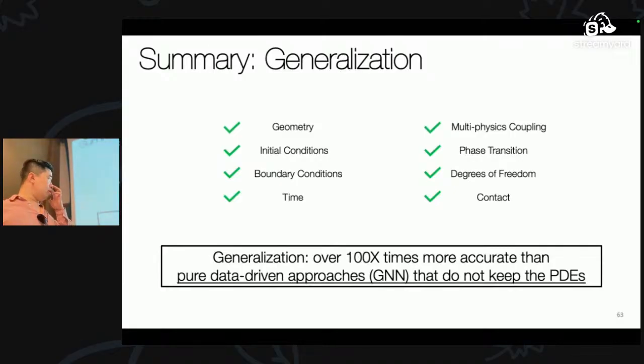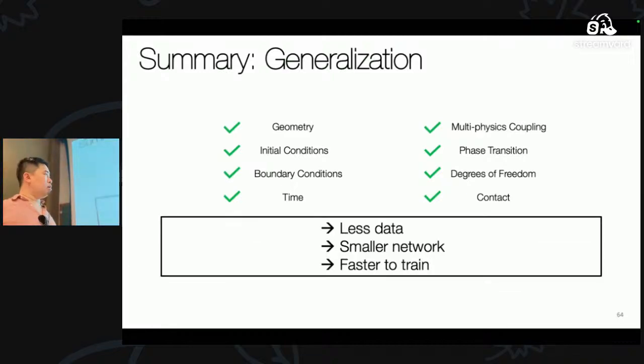In other words, in generalization it is over 100 times more accurate than pure data-driven approaches that do not keep the PDEs. What does this imply? By incorporating physics into learning, you can use less data, a smaller network, and it is also faster to train.